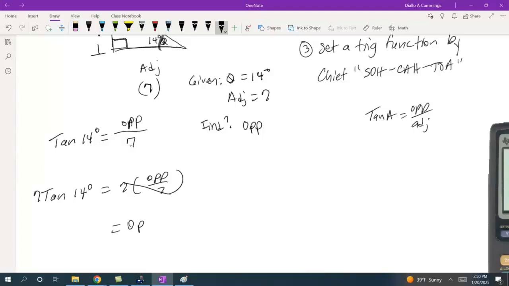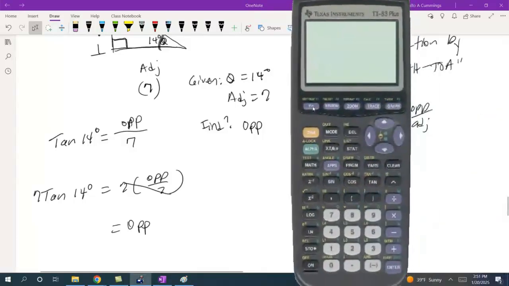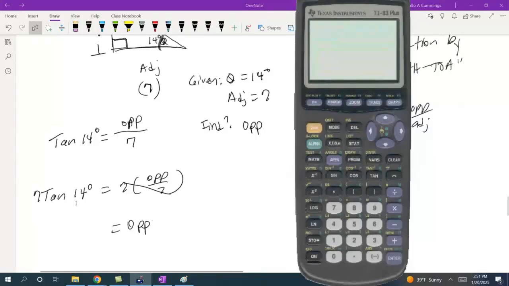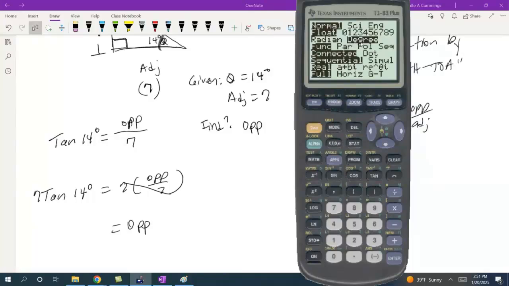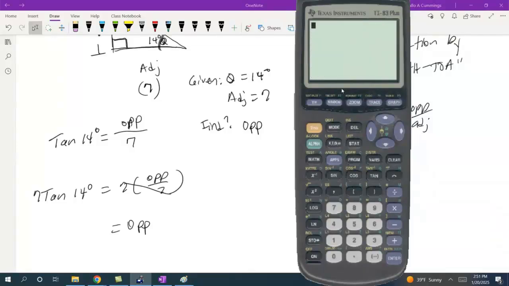So now in the calculator, if we evaluate it, notice that I am using degree measure, so you want to make sure that your calculator is in the right mode. So I am in degree mode. If you were in radian mode, you would get a completely different answer. Just make sure you're in the right mode. And this is 7 times the tangent of 14 degrees, which is 1.745.